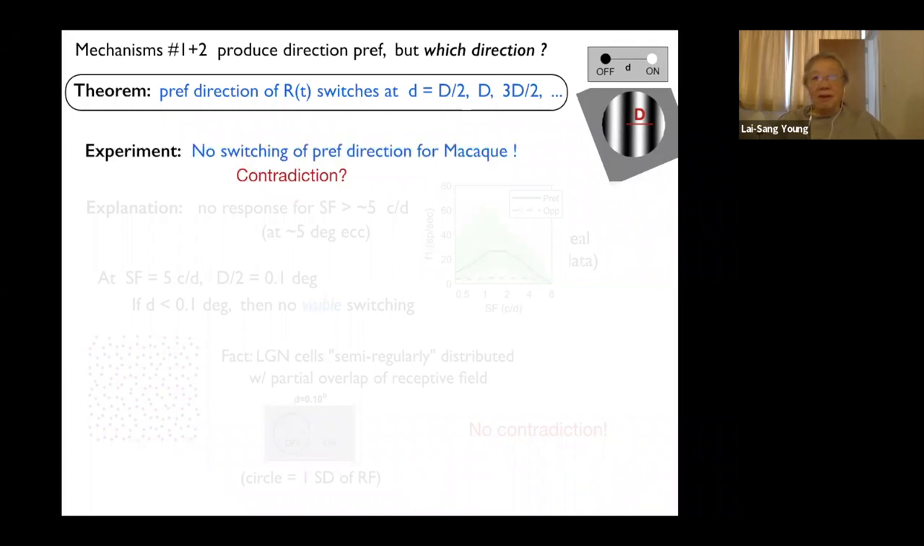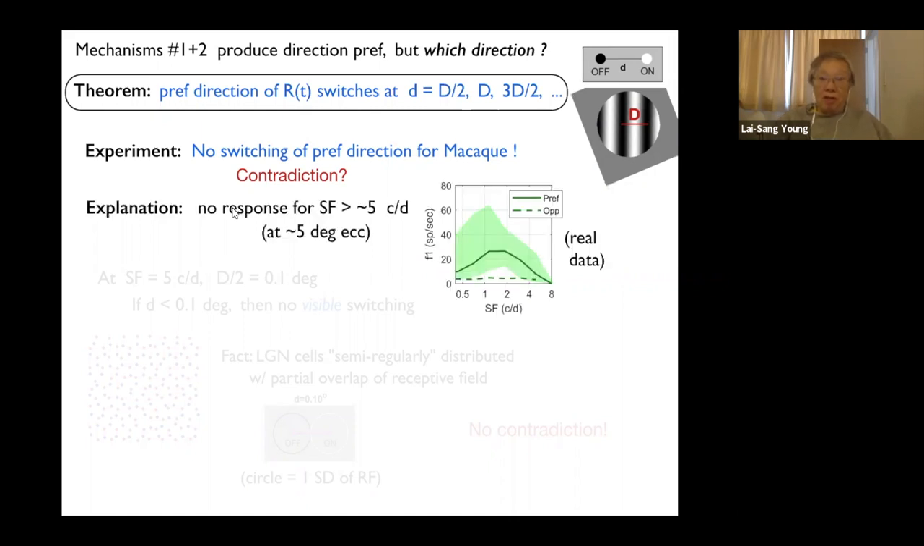So trouble. The experimental finding is that there's no switching of preferred direction for the macaque. So experiments say no switching, and mathematically it says that there is switching. So what happened? Here's the explanation: when you take this D to be too dense, when these bands are not far enough apart, your receptive fields are unable to resolve it. So instead of seeing these bands, it sees gray and the neuron stops responding.